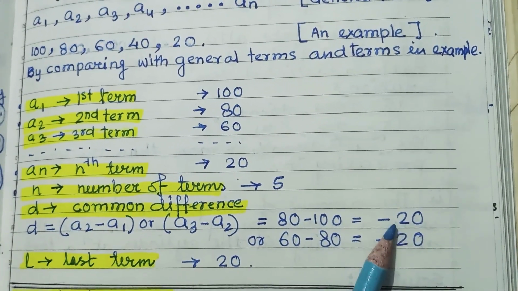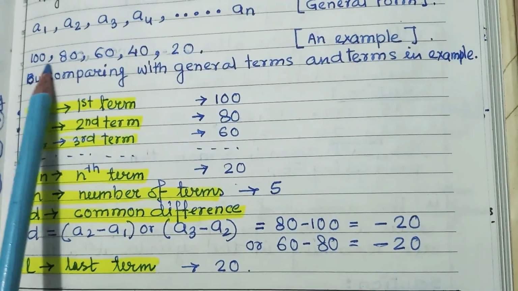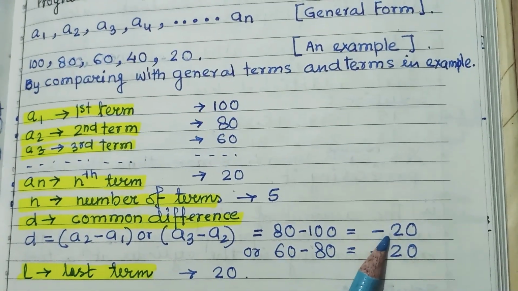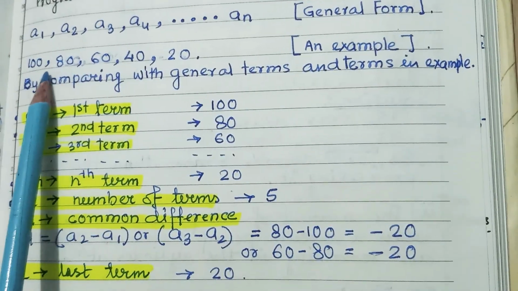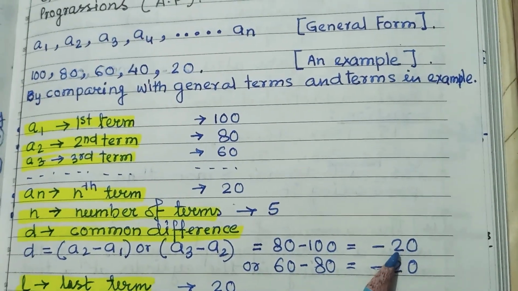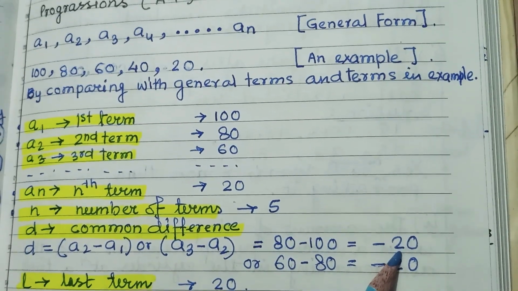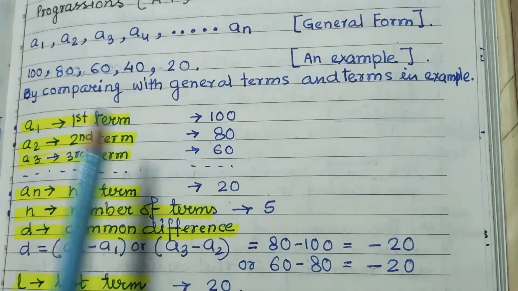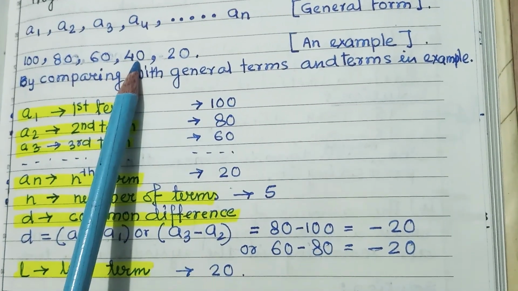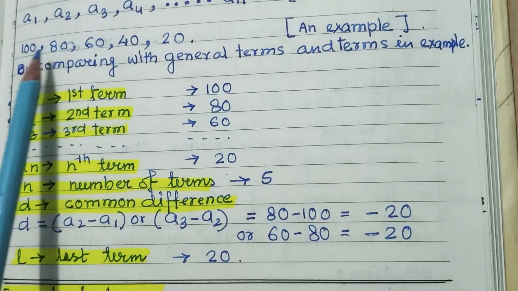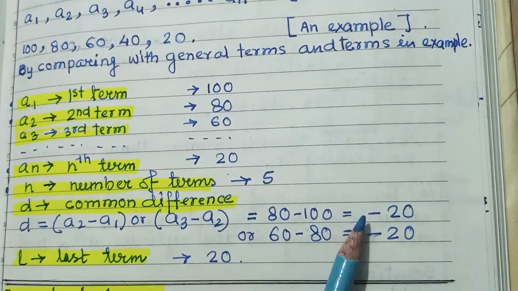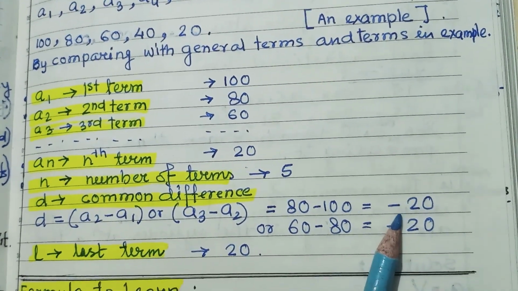One thing you keep in your mind: if the AP is in decreasing order, the value of D will be negative. If the AP is in increasing order, then D should be a positive value. Clear? Again I am telling you, if the AP is in decreasing order, then the value of D is negative. And if the AP is in increasing order, then the value of D is positive.